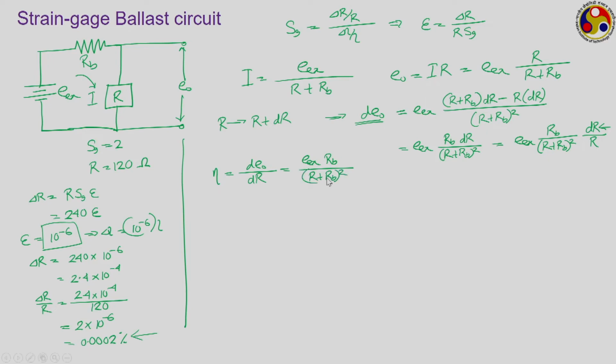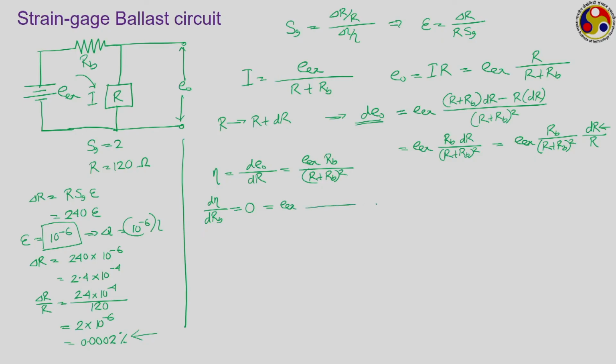Now, let us try to check what is the ideal value of this Rb, the ballast resistance, so that we can get the maximum sensitivity of this instrument. How can we check that? That is possible if we differentiate this with respect to Rb and set it to 0. I repeat, we are trying to identify the value of Rb, or the relation of this Rb with the initial gauge resistance R, to get the maximum sensitivity of this instrument. So, we are differentiating the sensitivity with respect to Rb and setting that to 0. So, what are we going to get?